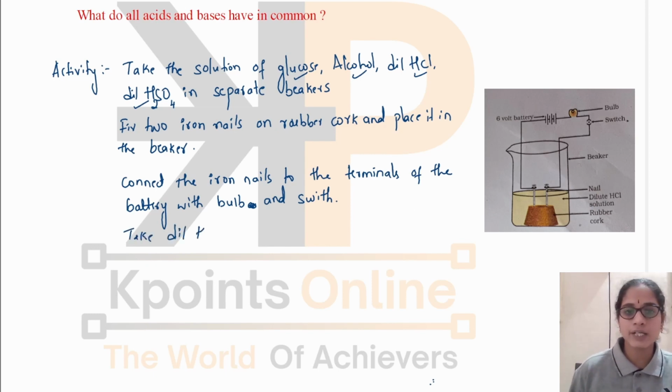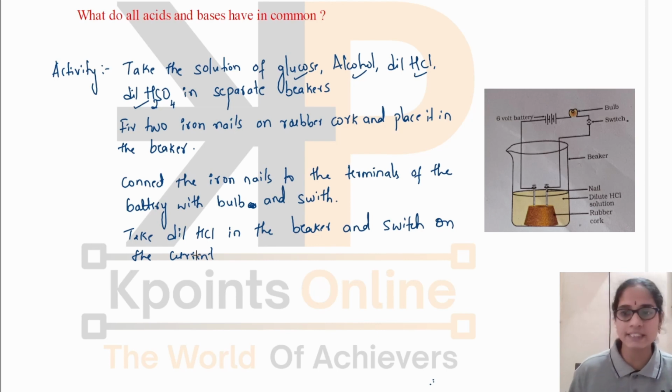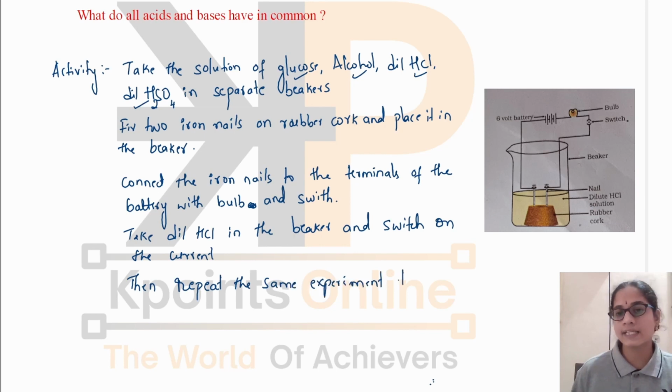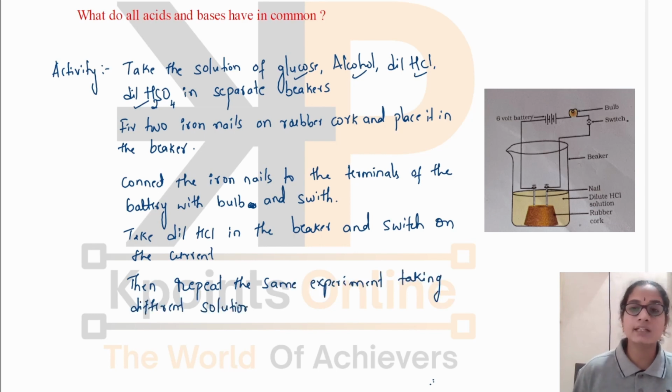First take dilute hydrochloric acid in the beaker and switch on the current. You have to make the observations. What are the changes that you are going to see here? Then repeat the same experiment, that is connect the ends of these nails to the terminals of the battery with switch and bulb. Again switch on the current using the different solutions, that is glucose, alcohol, sulfuric acid, one by one. Then make the observations, and repeat the same experiment taking different solutions.